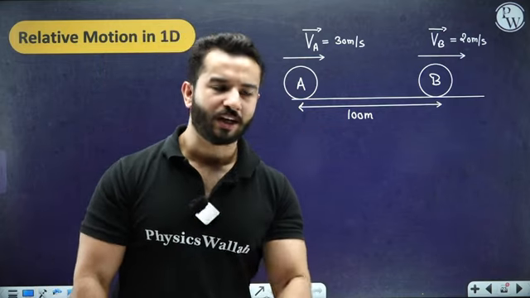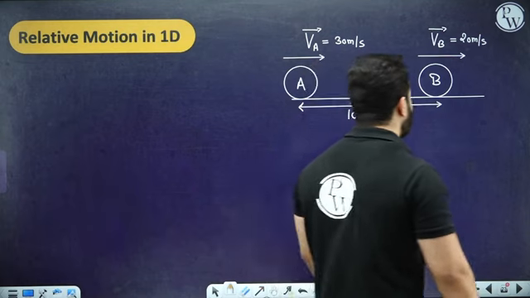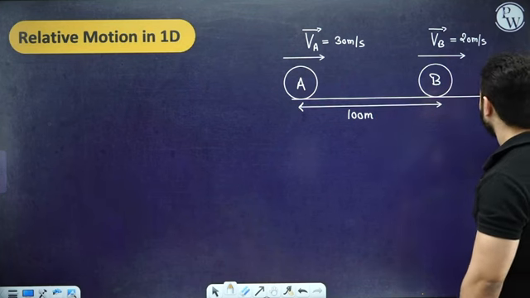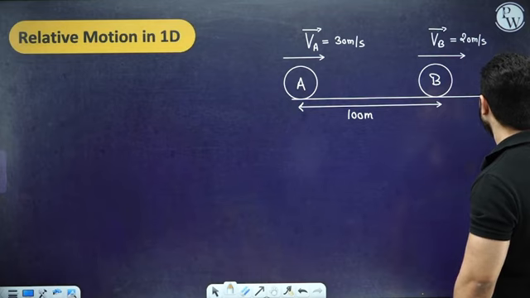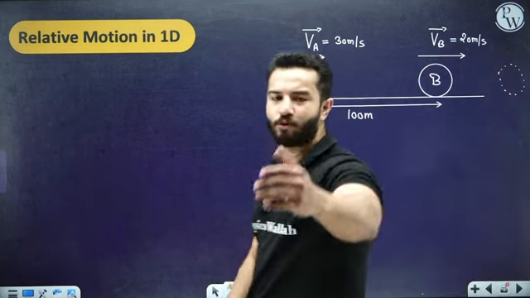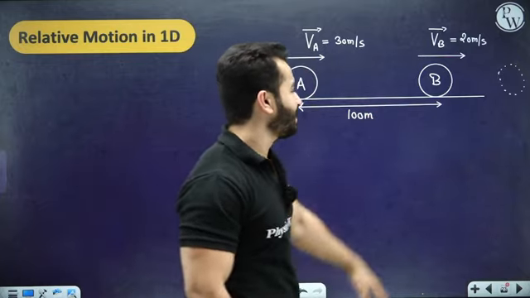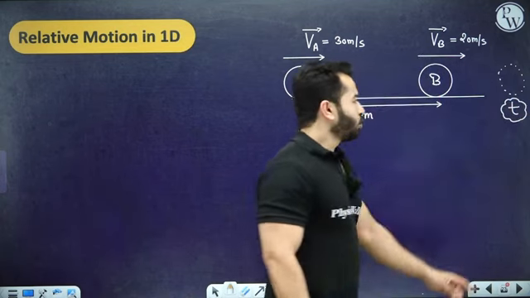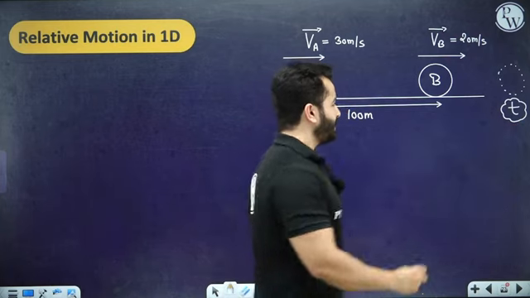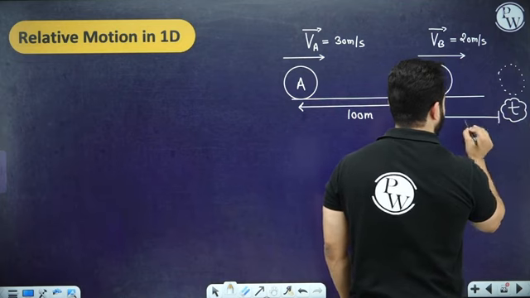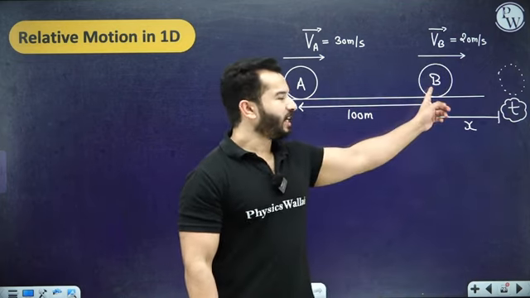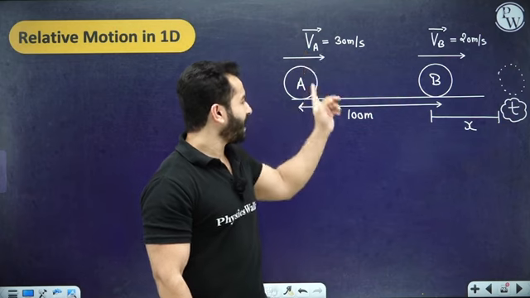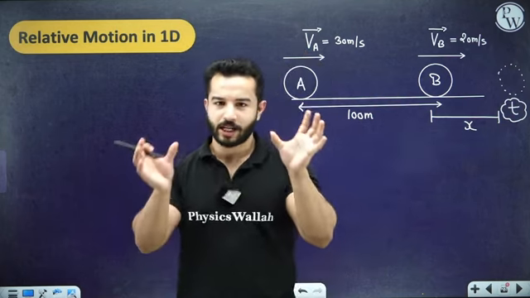So what is the traditional way? The traditional way is you are going to say, see sir, obviously it is 100 meters far away from this. So it will overtake B at a certain point in the future. Let's say that at T time A overtakes B. So at T time, let's say this is the distance traveled by B, X. B will travel X distance in T time, and in the same T time A will travel 100 plus X. We are going to equate those equations.